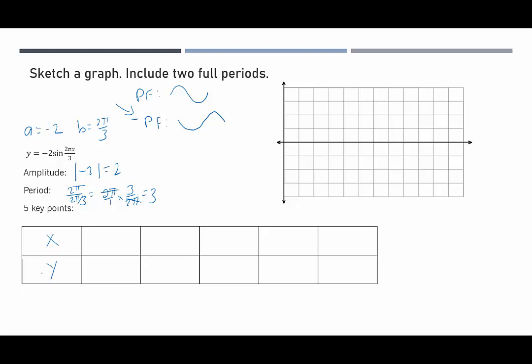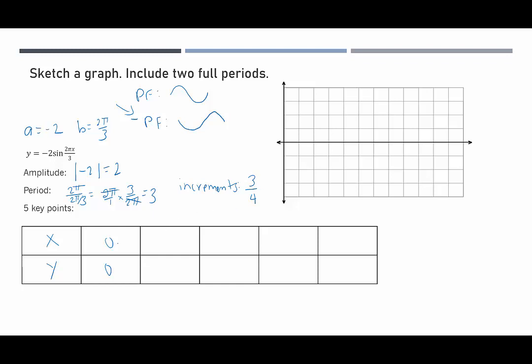So remember, this is sine. Where does sine start? Sine starts in the middle. And the middle in this case is 0, 0. Let's fill in our x's. So to figure out the x's, let's look at our increments. We have increments of 3, the period, divided by 4. So we have increments of 3/4.